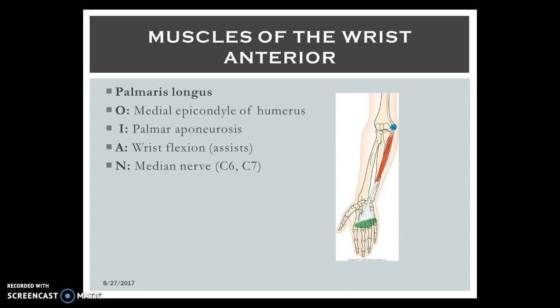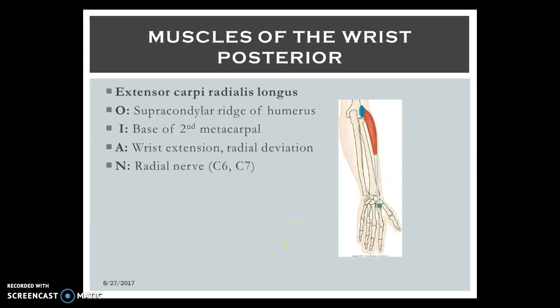The palmaris longus also originates on that medial epicondyle, inserts into the palmar aponeurosis. It assists wrist flexion and is innervated by the median nerve. Okay, now moving to the posterior side, we have our extensors. The extensor carpi radialis longus originates on the supracondylar ridge of the humerus, inserts on the base of the second metacarpal. It performs wrist extension and radial deviation. It's innervated by the radial nerve.